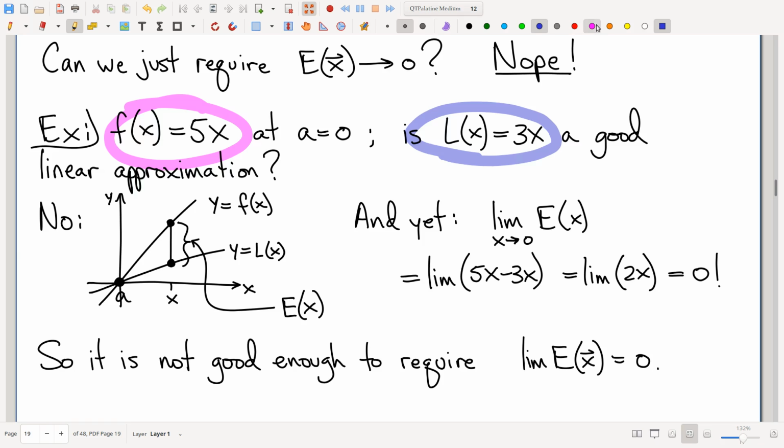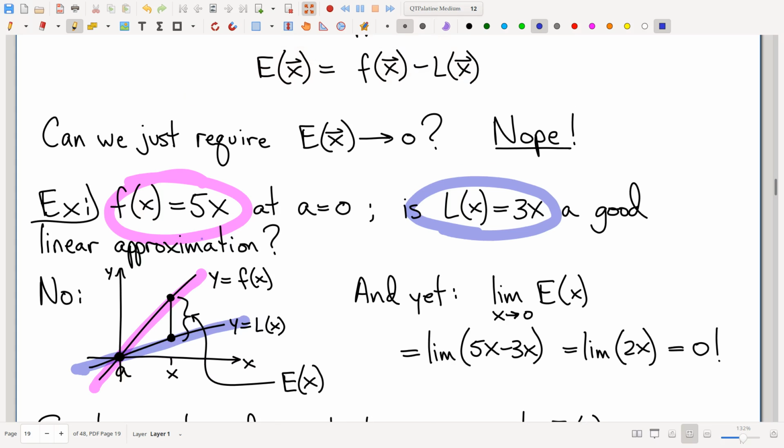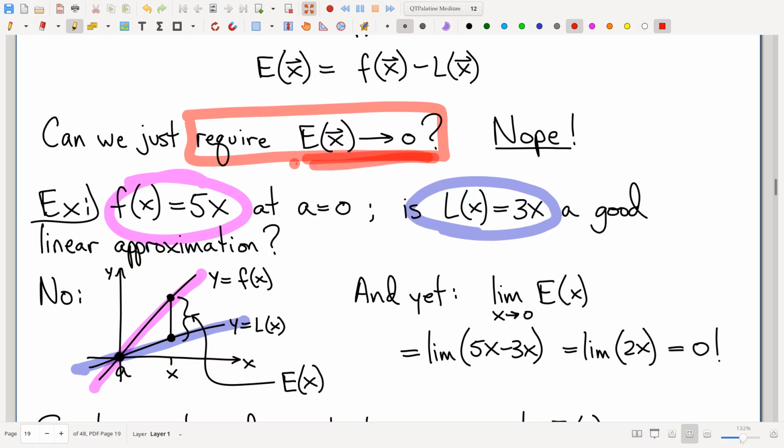Now we can graph these, no problem. There's our original function. Here's our candidate linear approximation, and you can see it's just not even close. It's ridiculous. It's hilariously bad, right? The question is not whether this is a good linear approximation at this point. The question is, does this requirement, that error approach 0, successfully eliminate this obviously bad linear approximation attempt?